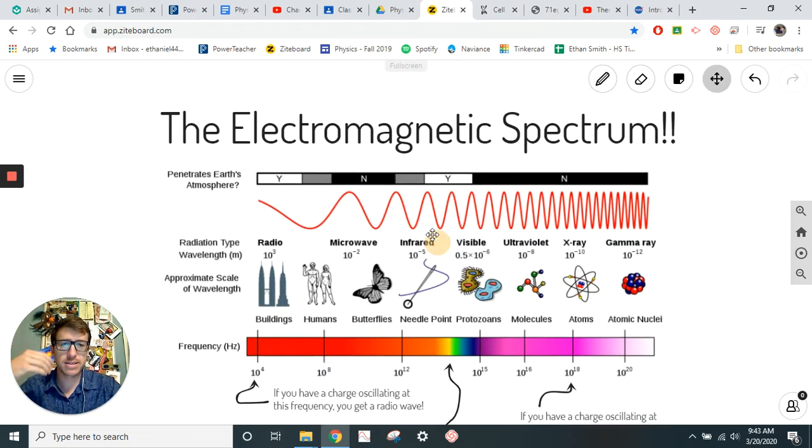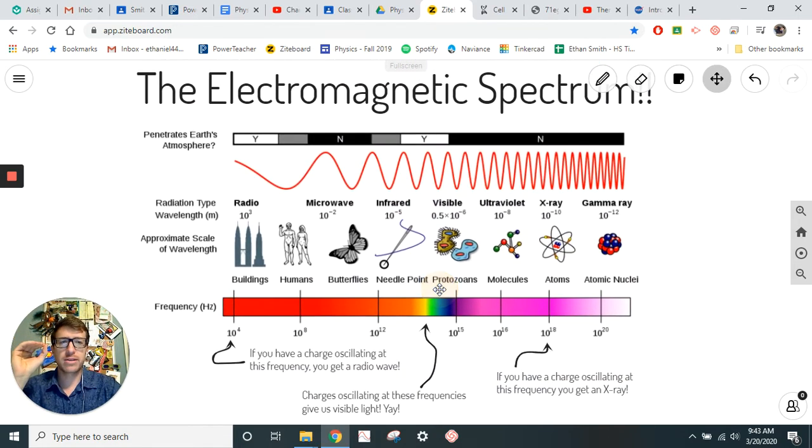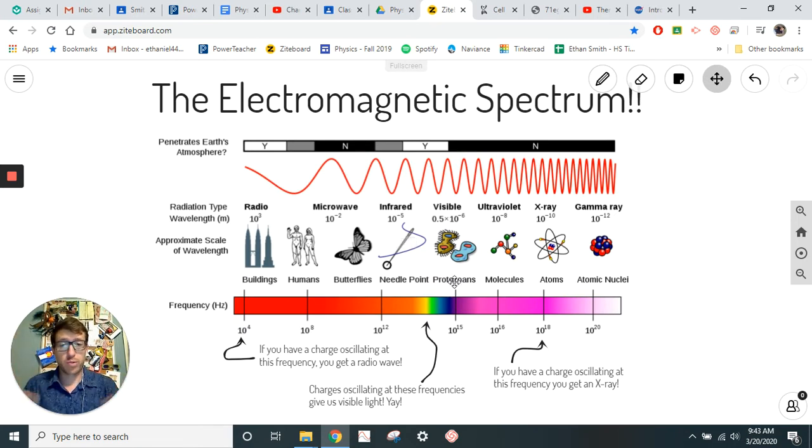Okay, so the size and the scale of these depends on how it can interact with the world around it, with the matter that wave is interacting with. Okay.